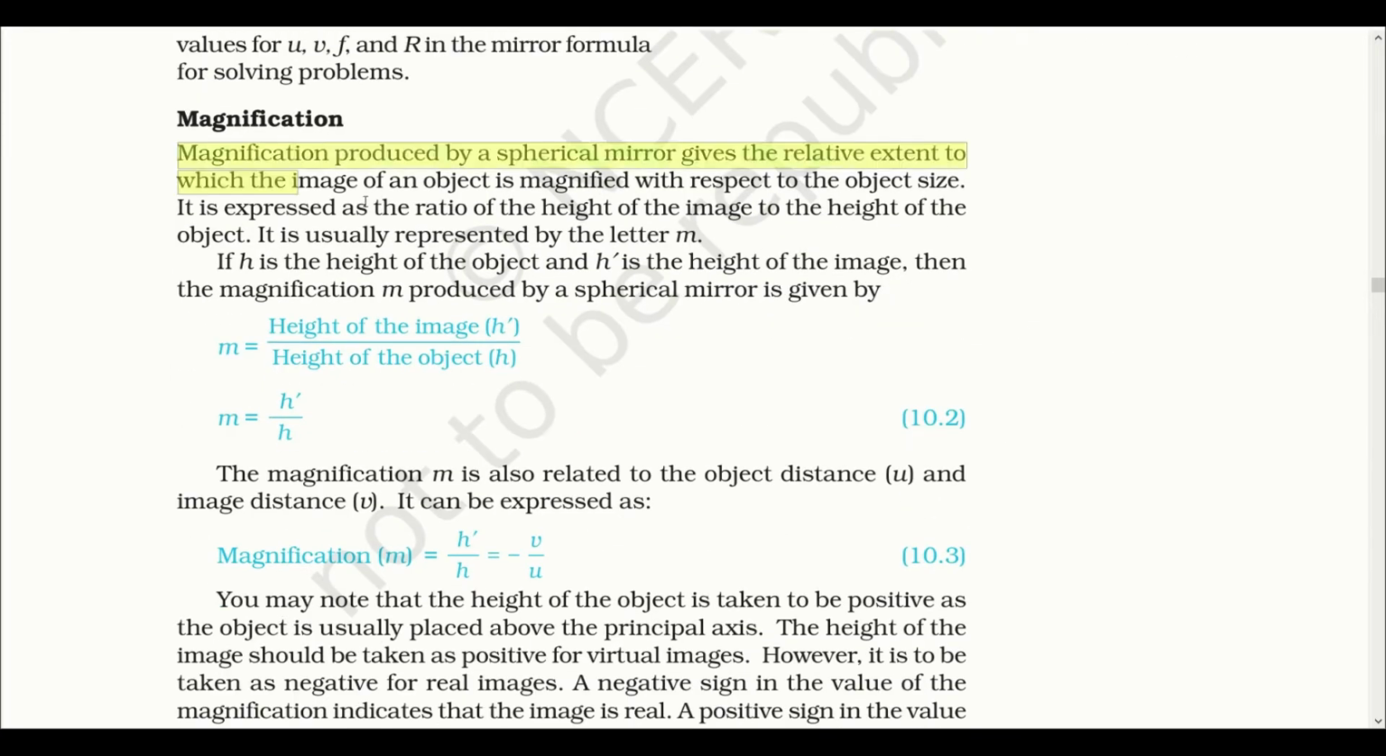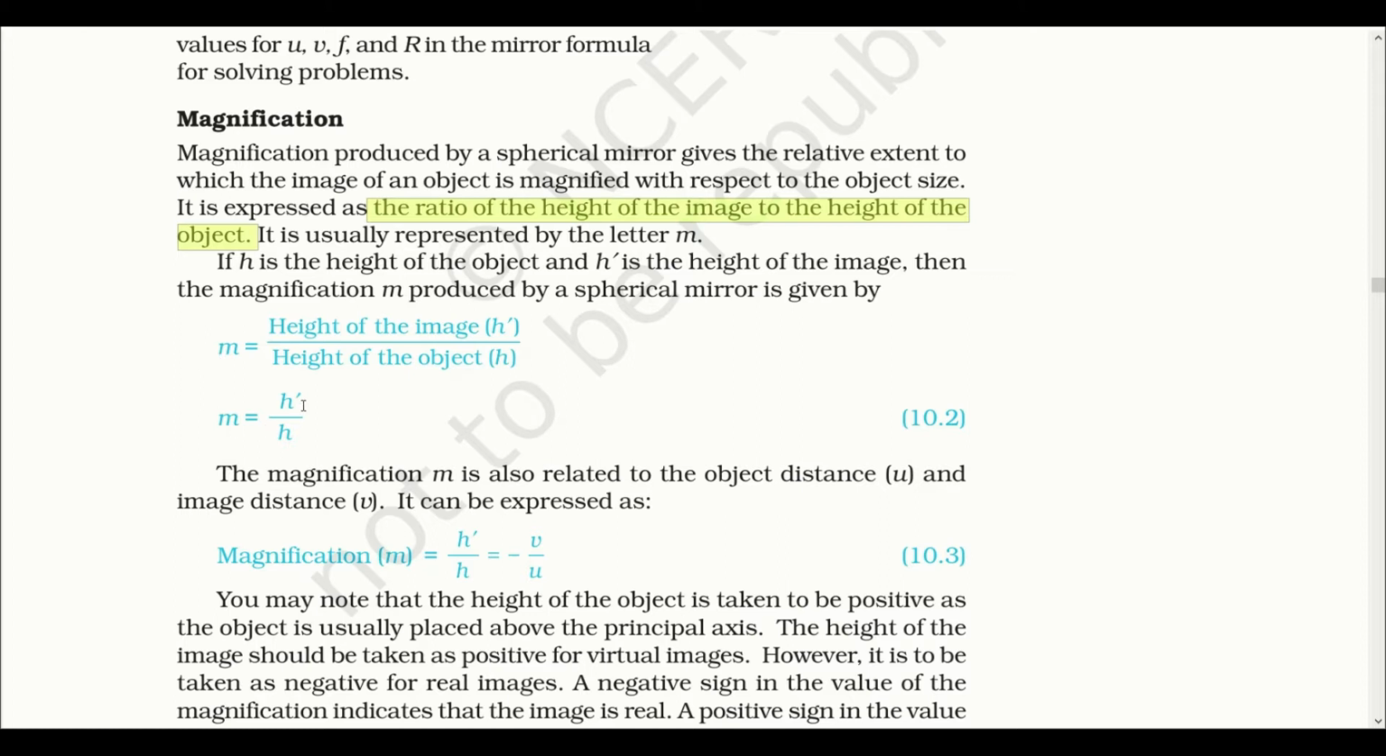Magnification. Magnification produced by spherical mirror gives the relative extent to which the image of an object is magnified with respect to the object size. So it gives a relative extent, how much is the image larger or smaller than the object. That is called magnification. It is usually represented by letter m, and it is the ratio of the height of the image to the height of the object. So if you know the height of the image and the height of the object, and if you find the ratio of both, you will get magnification.